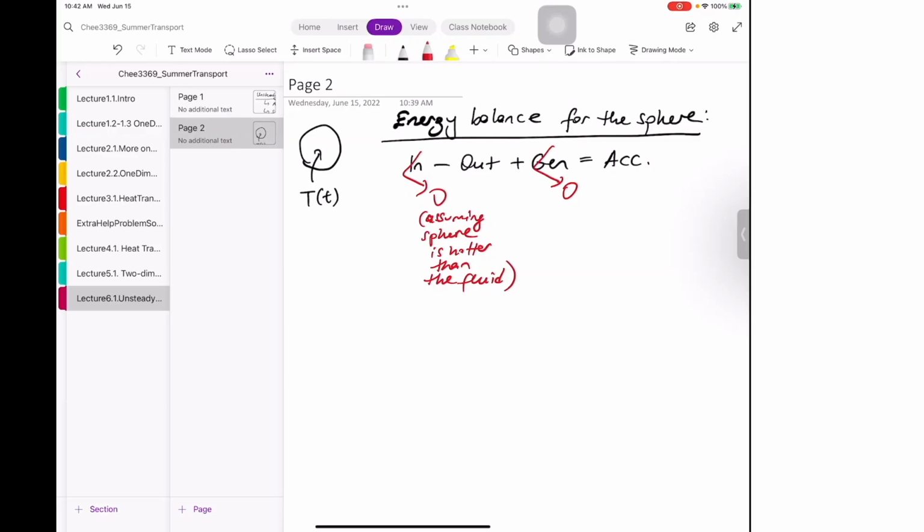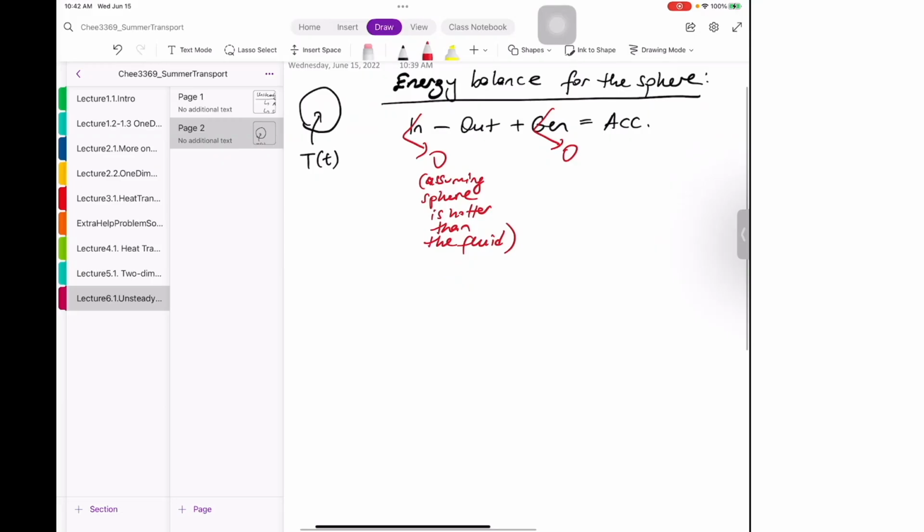Okay, and let's write our out. Our out is nothing but the heat flux q_r at R times the surface area of the sphere, 4 pi r squared, right? That's my out. And the minus is this minus. It's coming from the energy balance. That's equal to the accumulation.